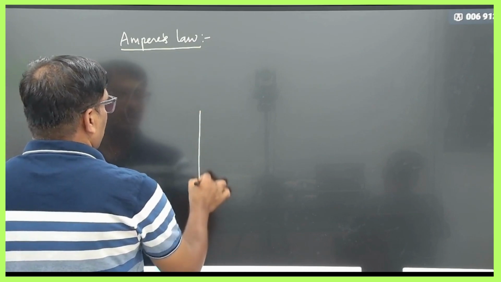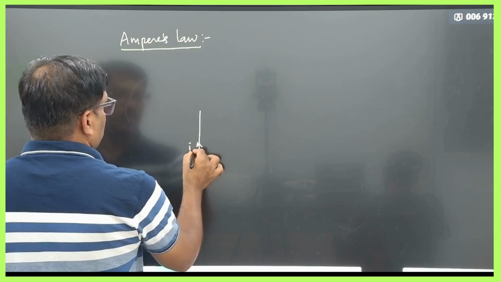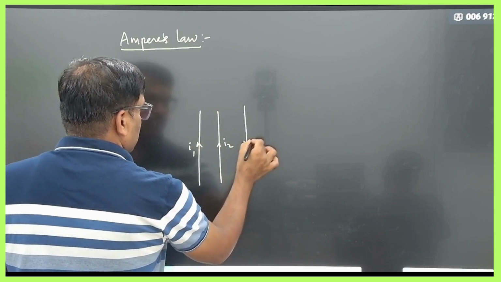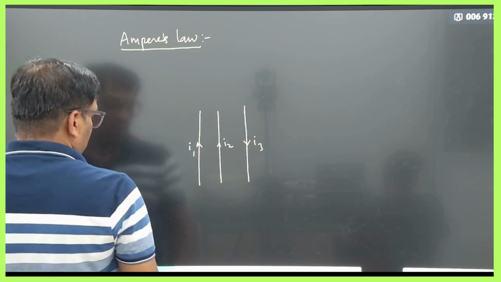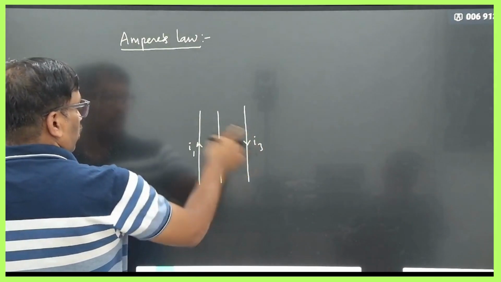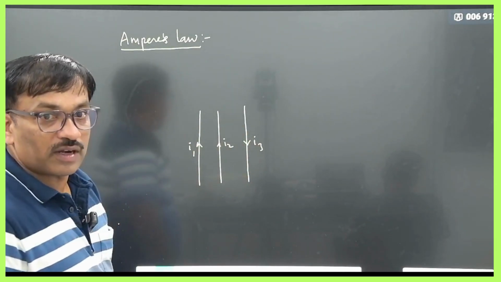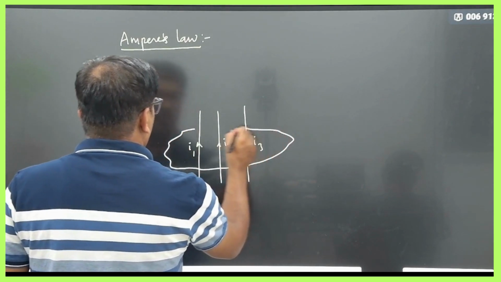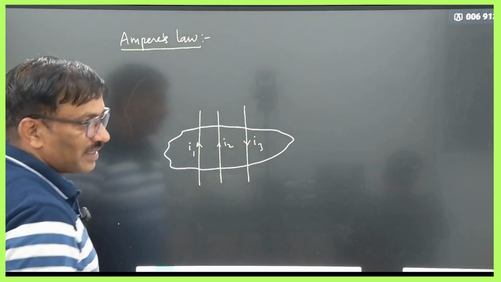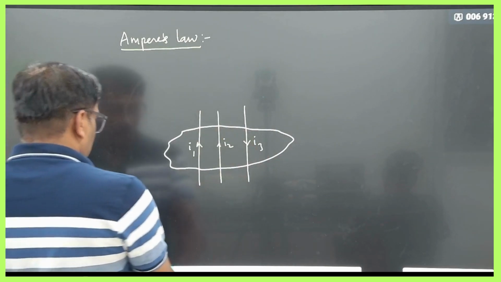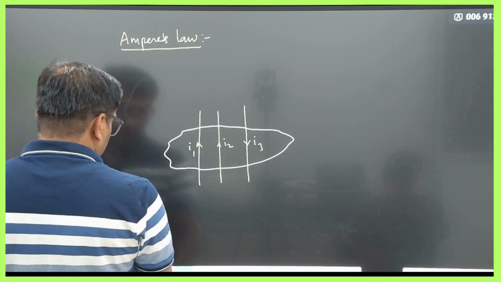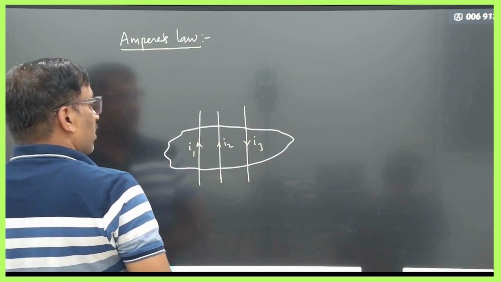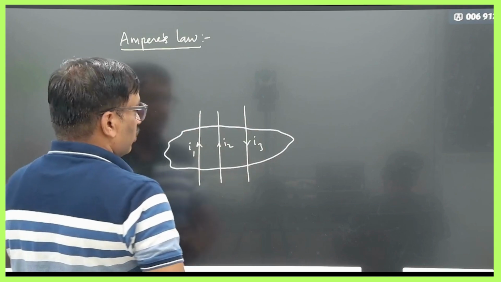Suppose there are current carrying conductors with current I1, I2, and suppose I3 current is going in the downward direction. We want to calculate the magnetic field due to all these currents. For this, what you have to do is consider one Ampere loop. This loop encloses all these current carrying conductors, and we want to calculate the magnetic field due to them.